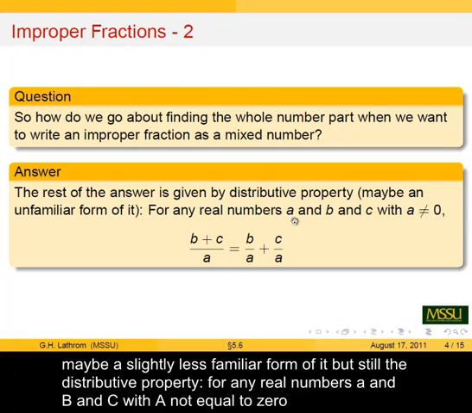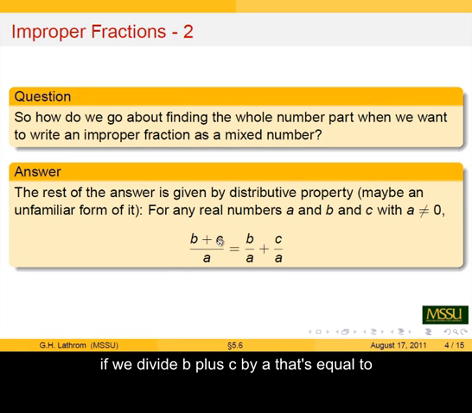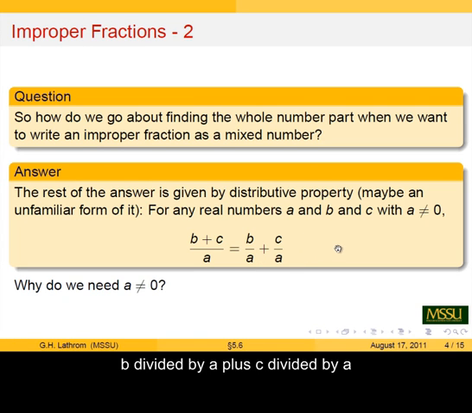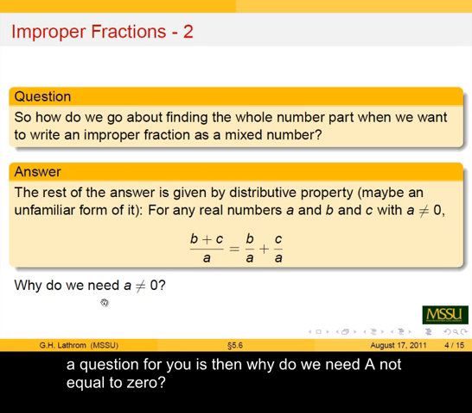For any real numbers a, b, and c with a not equal to 0, if we divide b plus c by a, then it's equal to b divided by a plus c divided by a. The question for you, the side question: why do we need a not equal to 0?